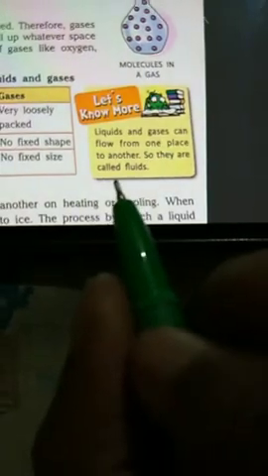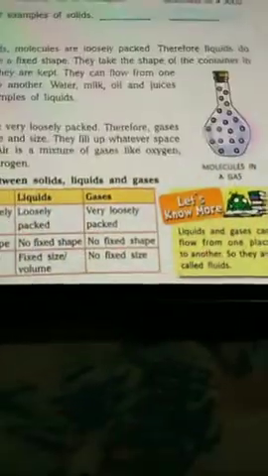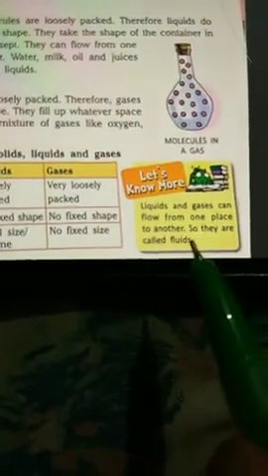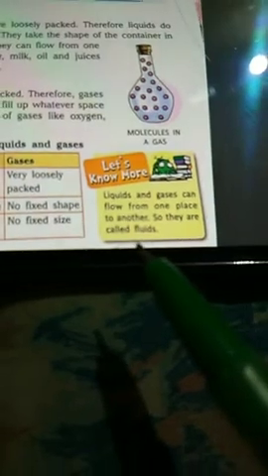See, here is the science bit. Information is given. Liquids and gases can flow from one place to another, as I have already said. So they are called fluids. Gases and liquids can flow from one place to another. Therefore, these are known as fluids. It means all gases and all liquids are fluids.